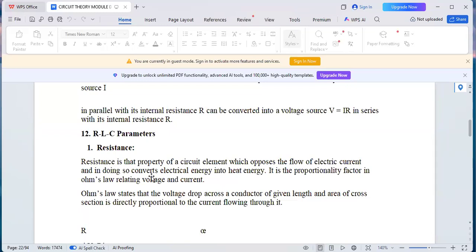So resistance practically is the impedance for current. It's something that regulates the flow of current or sets a limit for the flow of current.